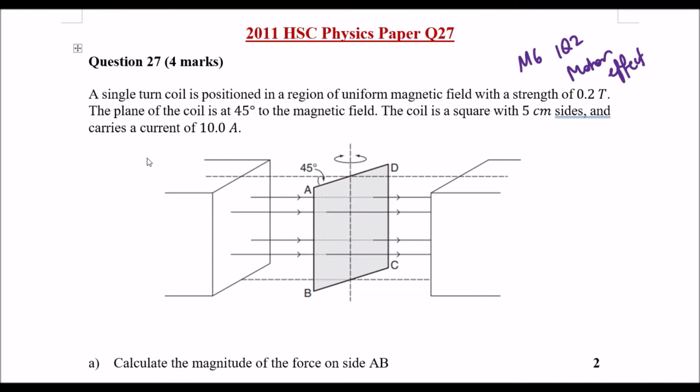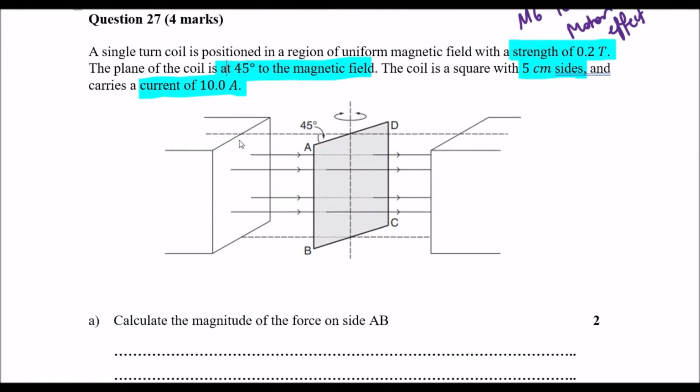I'm going to use a highlighter to just underline any key points of the question, so I'd suggest you do something similar. We have a single turn coil positioned in a region of a uniform magnetic field which has a strength of 0.2 Teslas. The plane of the coil is at 45 degrees to the magnetic field. The coil is a square 5 centimeter size and carries a current of 10 amps. Question says, calculate the magnitude of the force on side AB.